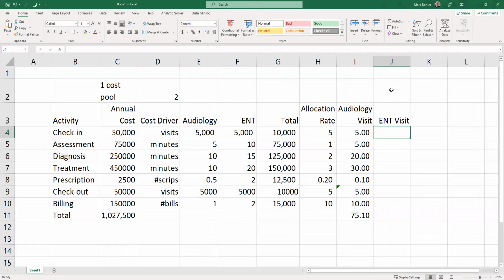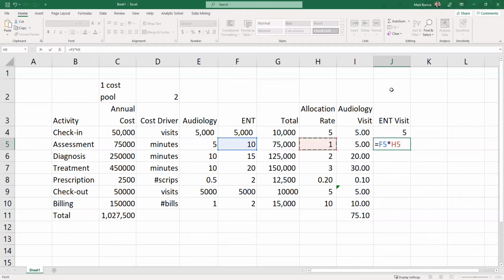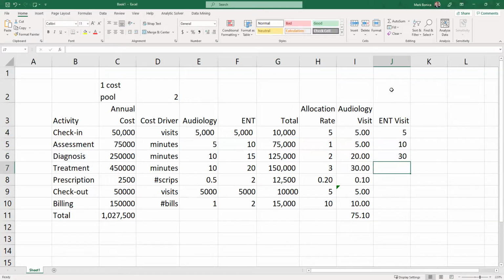So let's do ENT. All right, ENT is going to be check-in is $5 per visit. We're doing one visit, so the rate is 5, right? Assessment for ENT is going to be 10 minutes times a rate of $1 per minute. Treatment is 15 minutes of treatment times $2 per minute, $30.